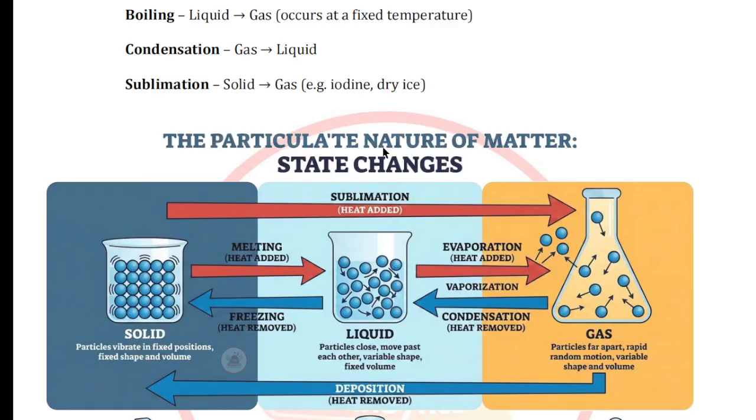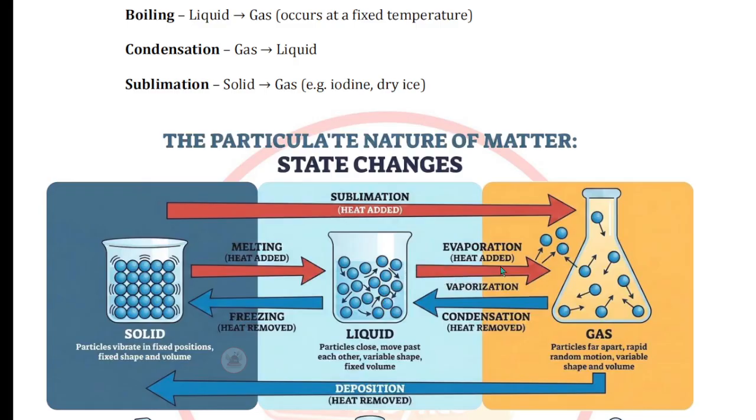So the particulate nature of matter, state changes. Let's begin with solid. If you want to change a solid to a liquid here, you need to add heat to the particles. Particles in solids vibrate in a fixed position, fixed shape. If you add heat, it will melt. This process is called melting. If you remove heat, this process is called freezing. You see? If you continue adding heat to a liquid, it turns into a gas.